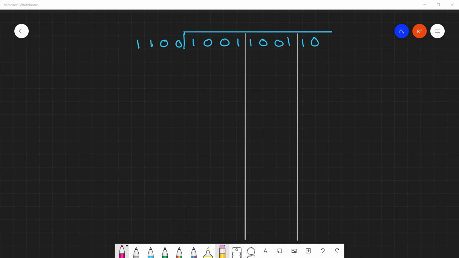Let's try that with a more complicated example. 1001 1001 10 divided by 1100. In decimal, this is 614 divided by 12, so the answer should be 51 with a remainder of 2. Let's see if our process works.